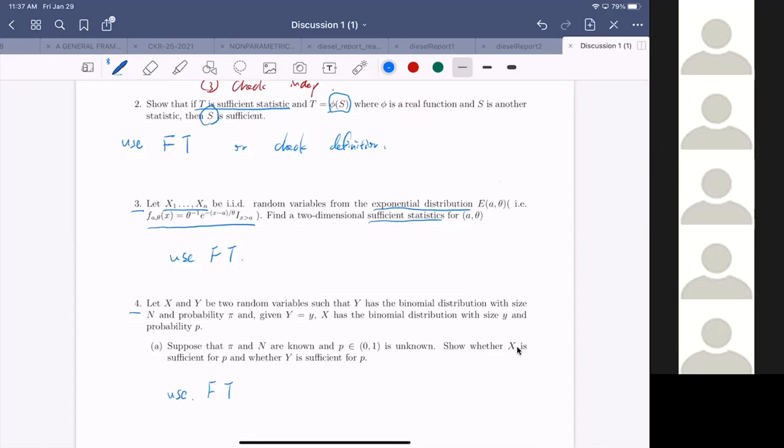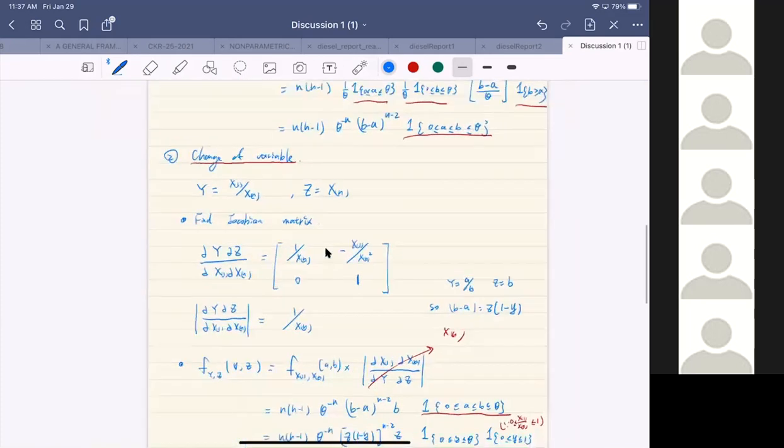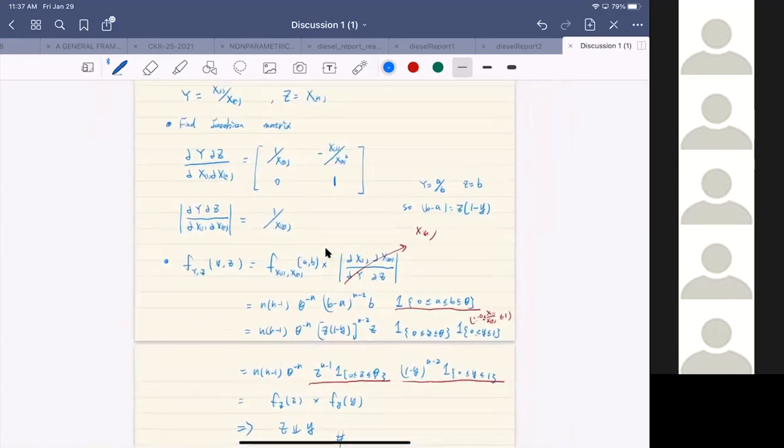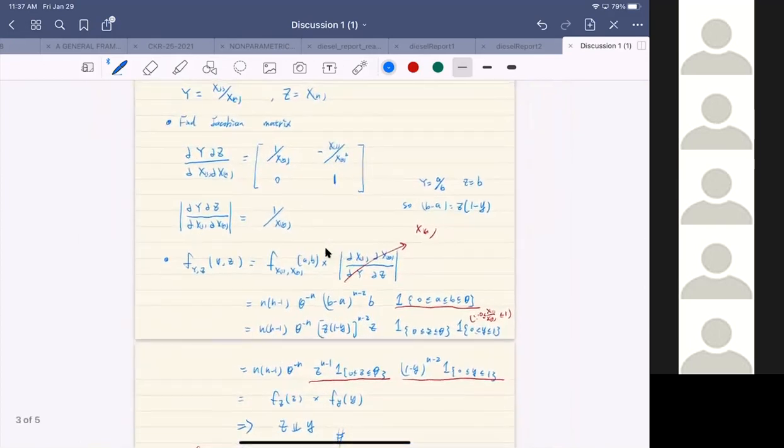Could you go back to the answer to 1? Answer 1, okay. I just wanted to be able to copy it down. I will submit this document after the discussion.